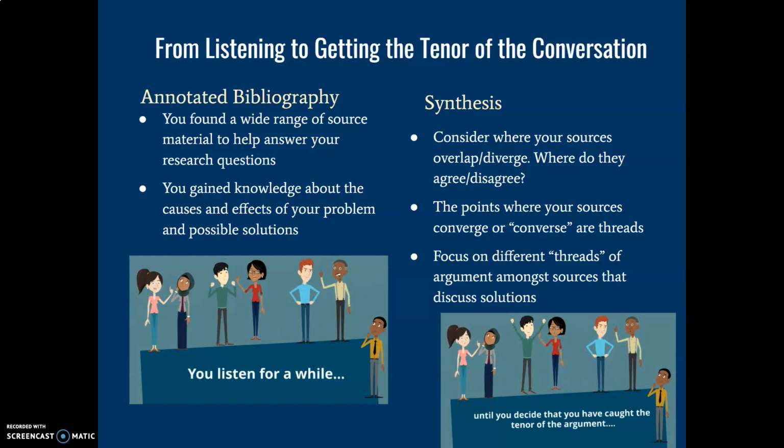I specifically want you to synthesize solutions. So look at where sources that you found about solutions overlap or diverge. Where do they agree or disagree? Can you find some threads or themes or subtopics? So do some of your sources talk about what students can do? Other sources talk about what faculty can do, and other sources talk about what administrators can do. Those would be examples of themes or threads.